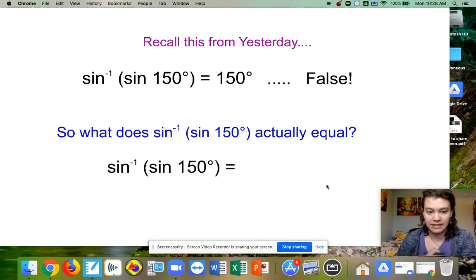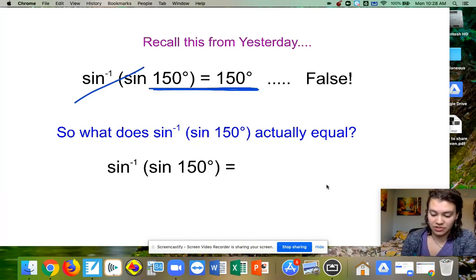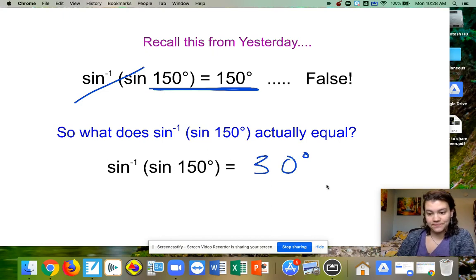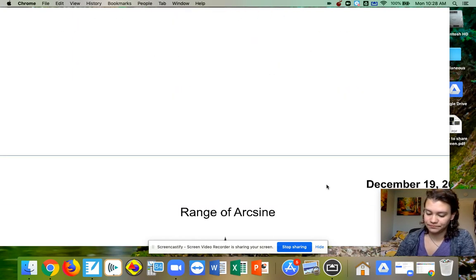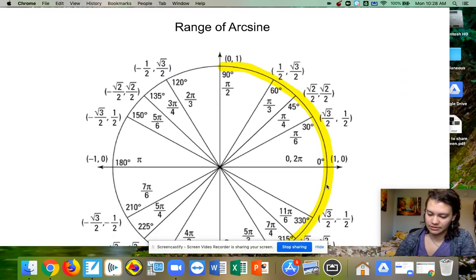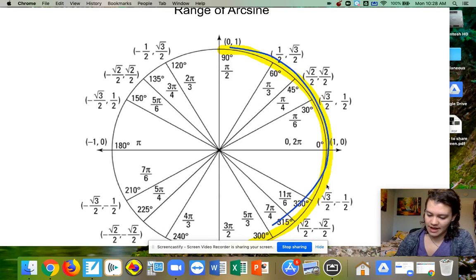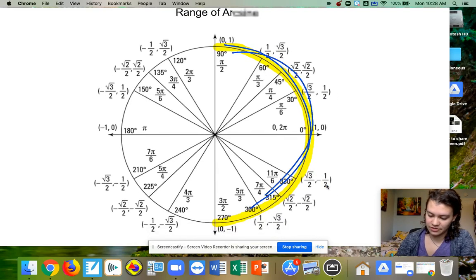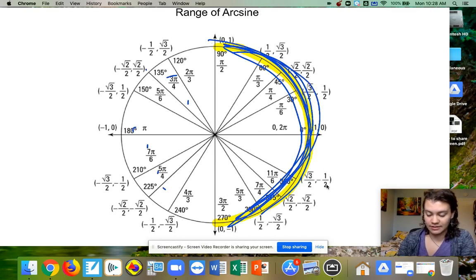So recall from the last notes that here you do not get 150. These don't just cancel. You should actually get 30 degrees, and that comes from the range of your sine function. We're only looking at this half for sine inverse, so we're never going to get something over here. You're only ever going to get these values.